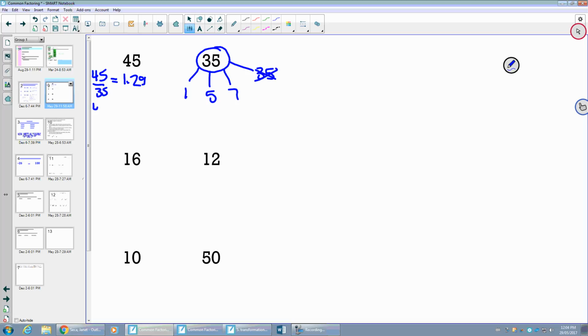I can then do 45 divided by 7. This is what I'd be plugging into my calculator. 45 divided by 7, that gives me 6.4. Again, that doesn't divide in evenly. So then I would take 45 divided by 5, which gives me 9. So this becomes my greatest common factor. My greatest common factor is equal to 5.